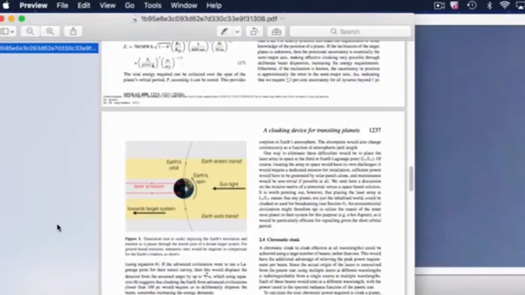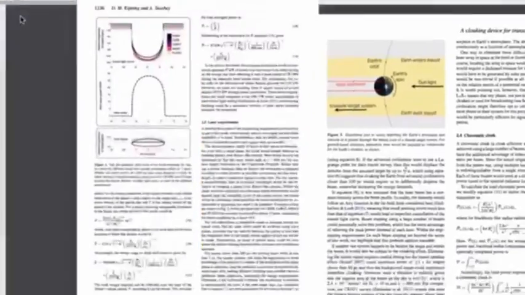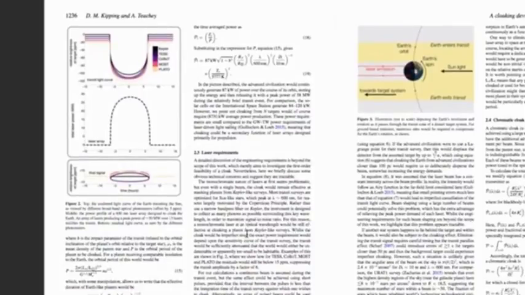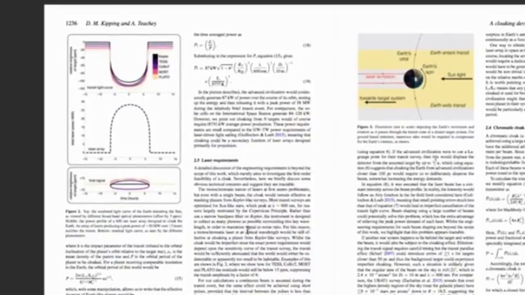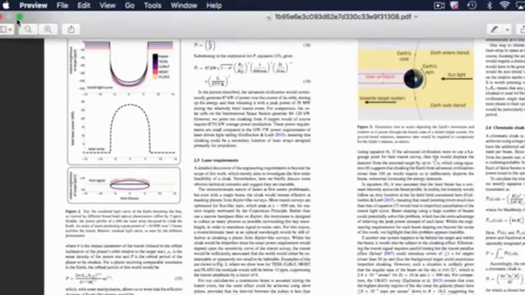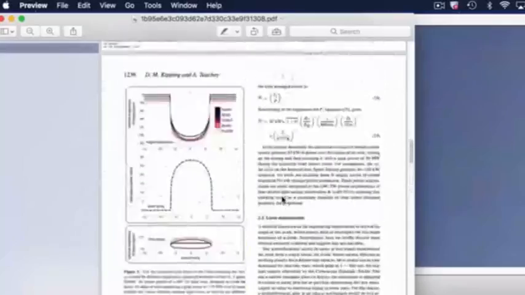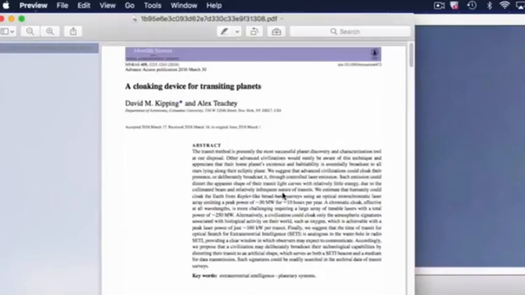But anyway, check it. This is a white paper. A white paper is a scientific paper. It is used to talk about different intellectual pursuits. When the scientists have their theory and their formulas worked out, they put together a white paper to talk about what they found or what they're studying. And that's what this is here. The name of the white paper, guys, is Cloaking Device for Transiting Planets by the Department of Astronomy at Columbia University.